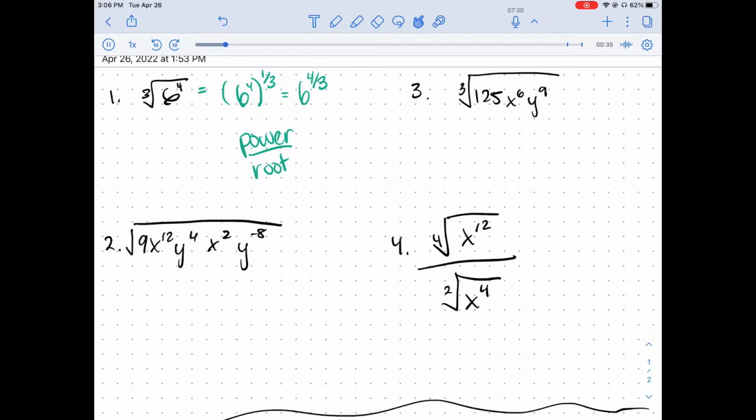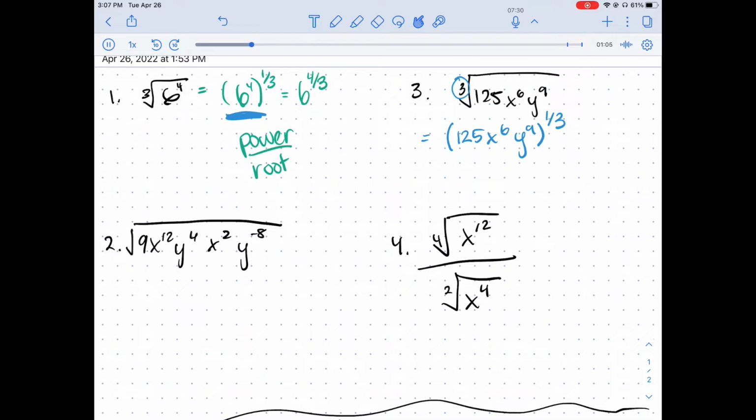Now, this is where our power over root rule comes from. But when we have, as you can see in number 3, which we're going to go to first instead of number 2, more bases than just one, we'll need an extra step, and the power over root rule won't work quite as easily. So I'm going to take everything inside the root and put it in parentheses, and then raise it to the 1/3 power because it's a cube root.